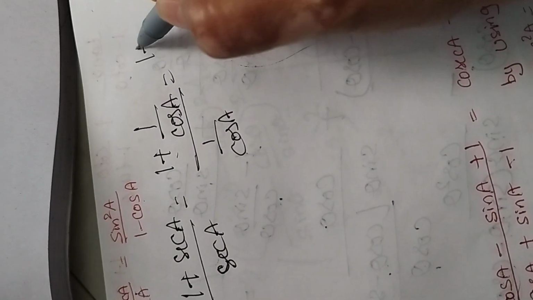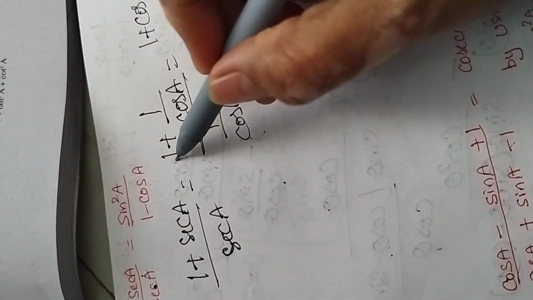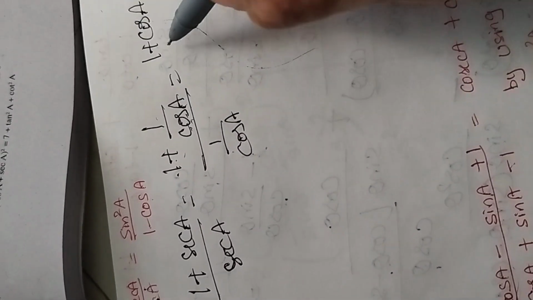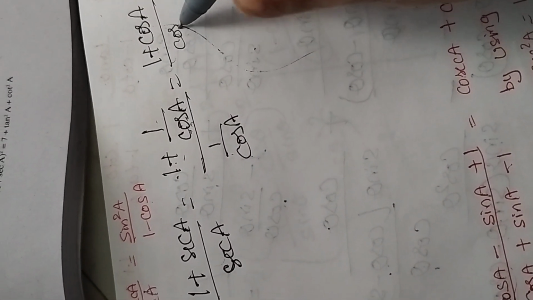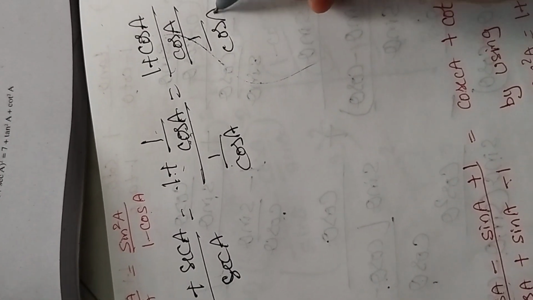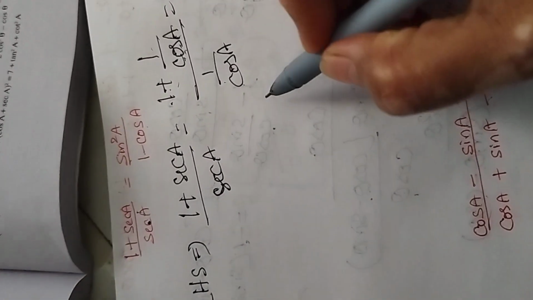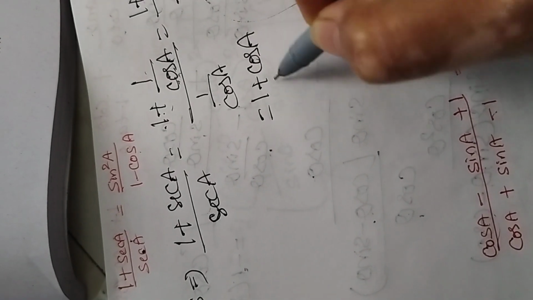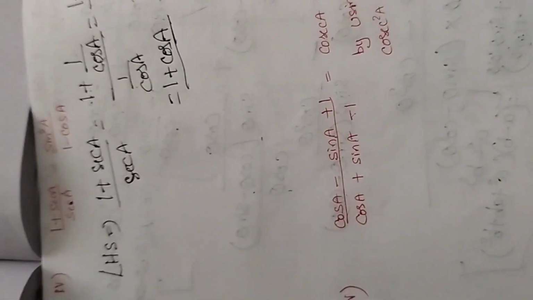So LCM take means 1 plus cos A, 1 plus cos A plus 1 by cos A, here 1 by cos A. So both this and this cancel, and you will get the answer as 1 plus cos A. Okay, this is the LHS part.